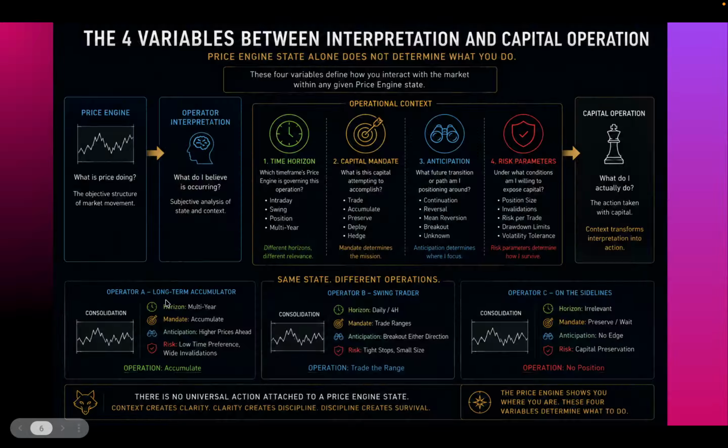One strategy, a long term accumulation strategy, might call for accumulation in a consolidation, right? Another strategy, swing trading, might call for trading within the range of the consolidation. Yet another strategy might call for sitting on the sidelines with consolidation, right? So, three different strategies approaching the same price action in three different ways, right? There is no universal action attached to a price engine state. The price engine simply shows where you are.